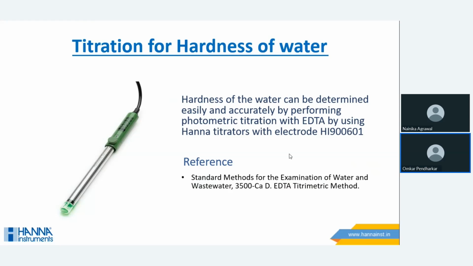So this method has a reference of standard method for the examination of water and wastewater. With reference to this method, we can determine the hardness of water by using titration with EDTA solution. So in this titration, the calcium, the hardness causing ions form the complexes with the EDTA, which is used as a titrant solution. So either by using the photometric electrode or by using the ion selective electrode, we can determine the hardness of water by using the titration method.